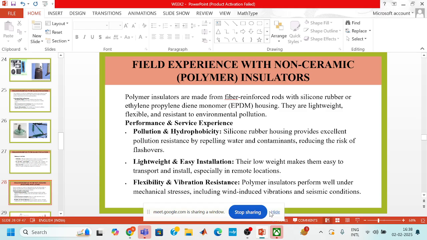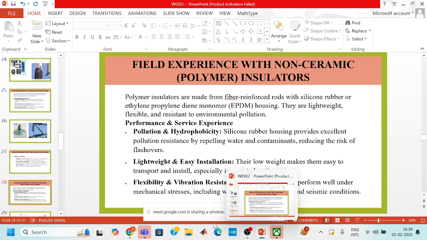So now we see the field experience with non-ceramic insulators. As we know, polymer insulators are made up of fiber reinforced rods with silicone rubber, or EPDM, that is ethylene propylene diene monomer. They are lightweight, flexible, and resistant to environmental pollution.